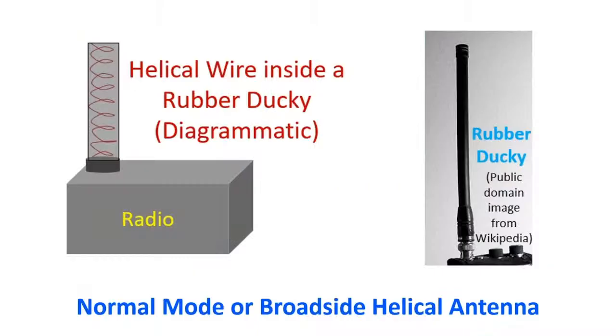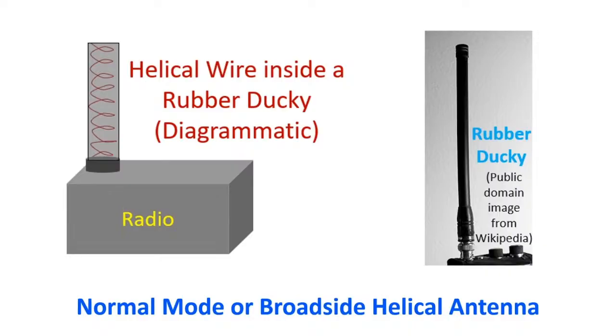In the normal mode, diameter and pitch, or the distance between successive turns of the helix, are small compared to the wavelength. They function like electrically short dipole or monopole equivalent to a quarter wavelength vertical antenna. The inductance of the helix acts like the loading coil for electrically shortened dipole antenna. Normal mode helical antennas have maximum radiation at right angles to the axis of the helix and they are omnidirectional.